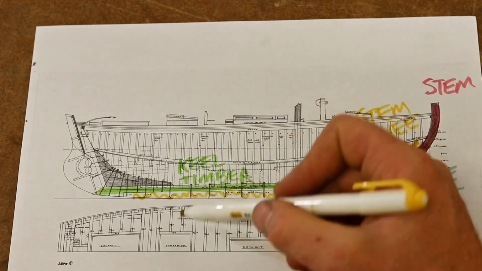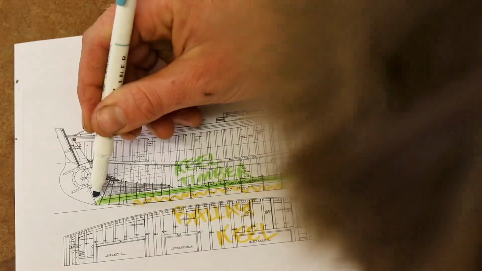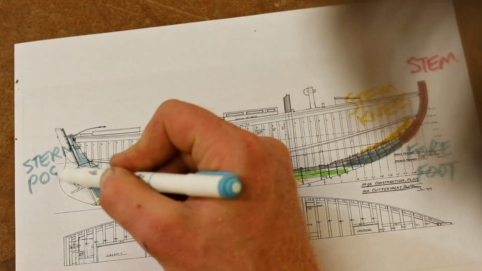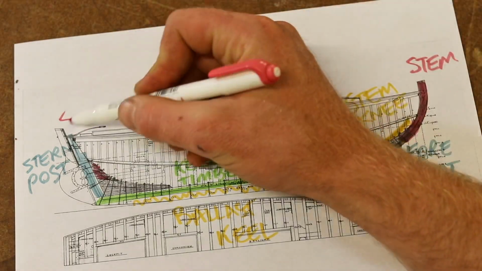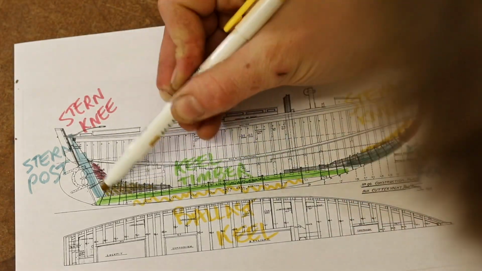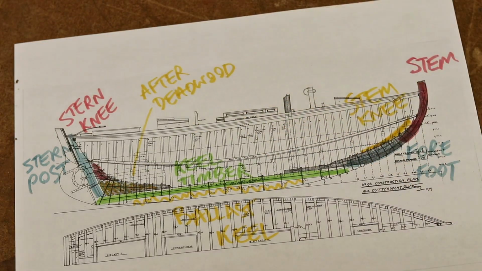Underneath the keel timber you usually have a ballast keel, which is usually made of lead or cast iron and is bolted to the keel timber. At the stern you have a stern post, and between the stern post and the keel timber you have a stern knee or some after deadwoods, basically big chunks of wood that hold the stern post and the keel at the right angle to each other and make sure they're connected with a lot of strength.